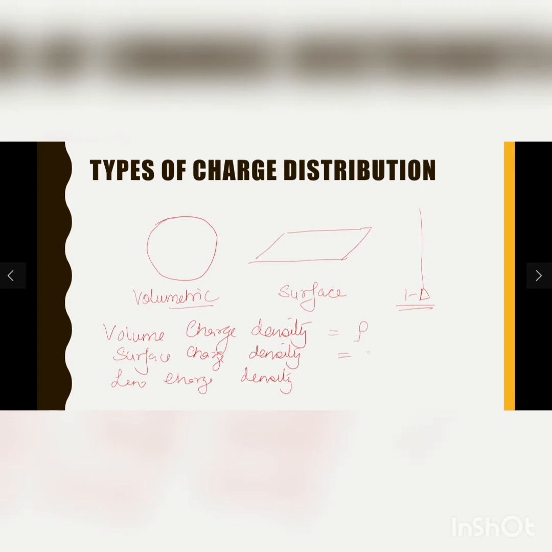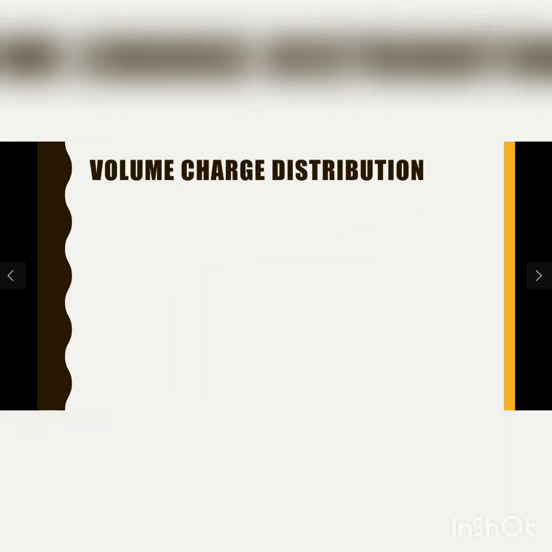Surface charge density is denoted by the symbol sigma, and line charge density is denoted by the symbol lambda. So now let us study each one of these densities in detail and how these help us to find out the net contribution by the charged object.